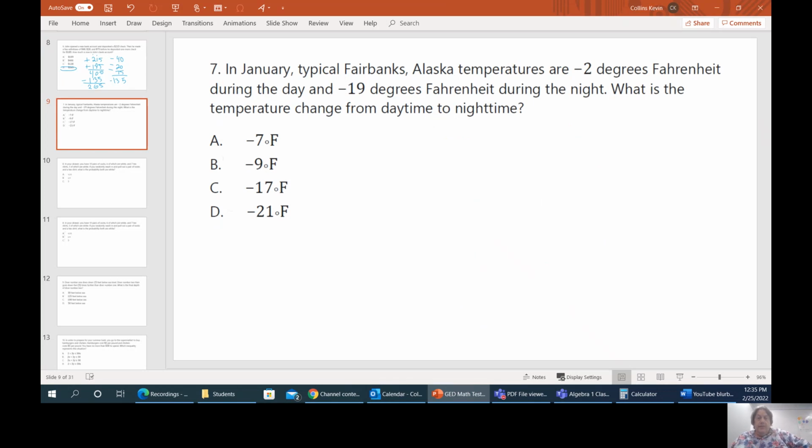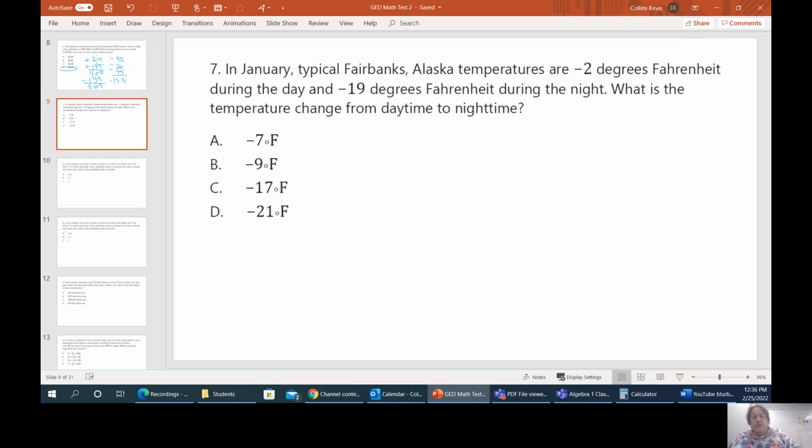So in January, typical Fairbanks, Alaska temperature. My wife's cousin actually lives in Fairbanks. Don't ask me why. From what I understand, it's completely above the Arctic Circle even. So the temperature is -2 degrees Fahrenheit during the day and -19 degrees Fahrenheit at night. What is the temperature change from daytime to nighttime?